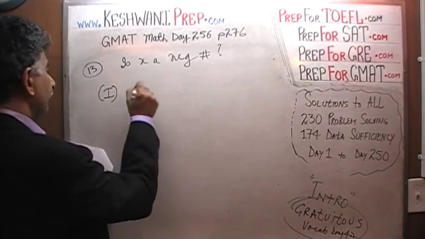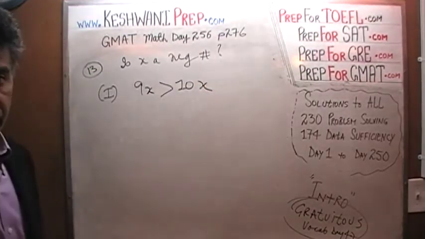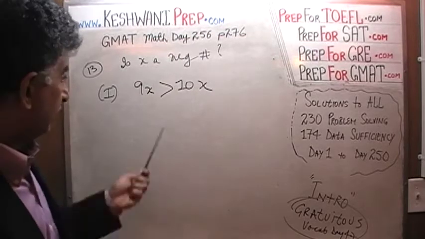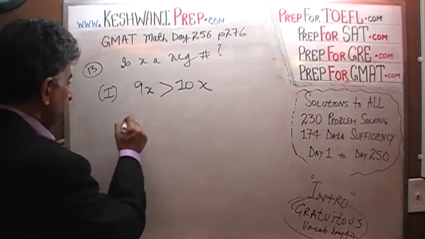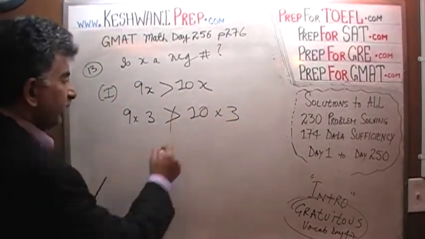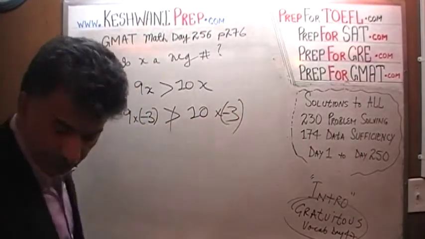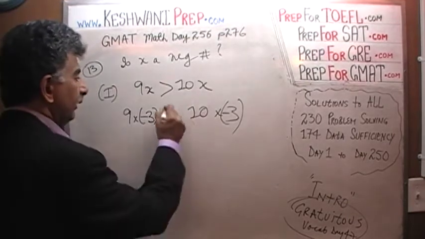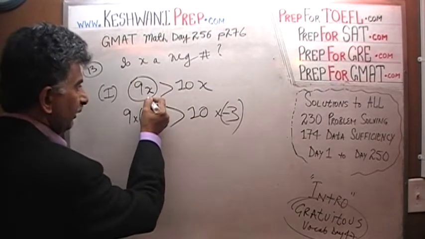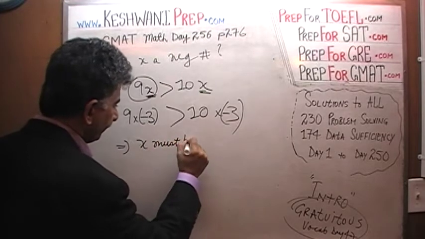Statement 1 tells us that 9 times x is more than 10 times x. Well, if 9 times a number is more than 10 times that number, then that number must be negative, because you see, 9 times 3 is not going to be more than 10 times 3. But 9 times negative 3 is going to be more than 10 times negative 3. That tells us that x must be negative.